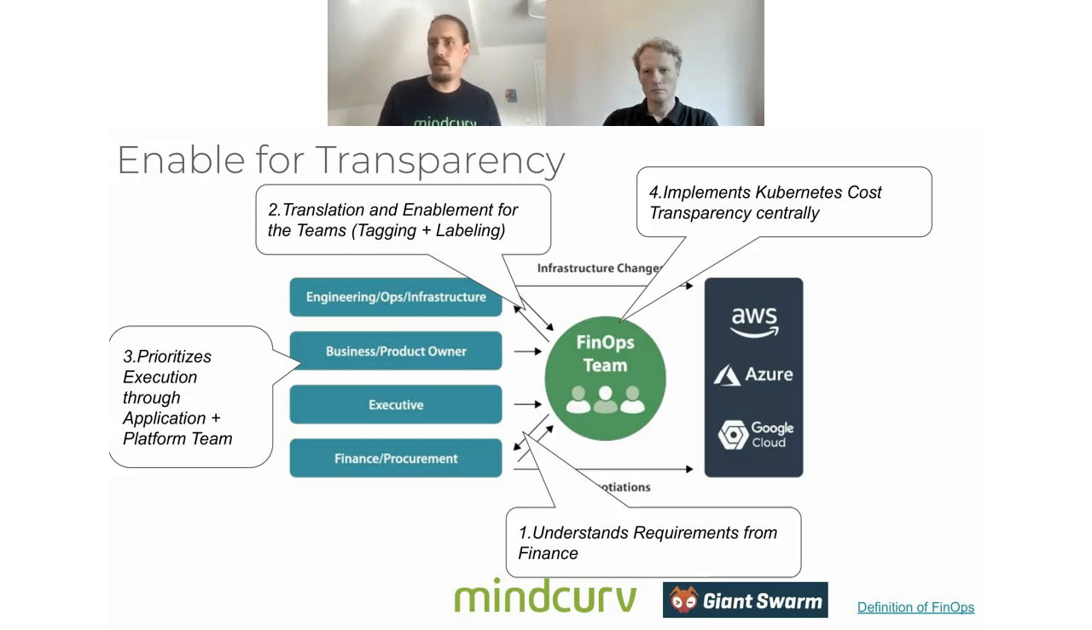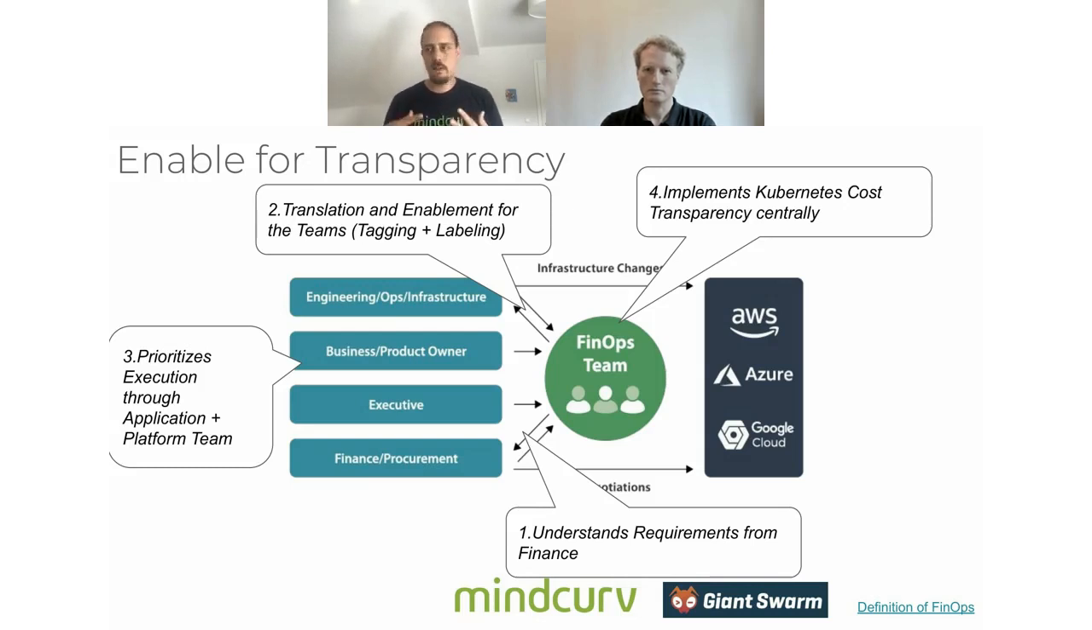They can install tooling, they can evaluate tooling. There are a few Kubernetes cost reporting tools and cost transparency tools coming. They can install it without talking to anyone, so that can also be done by the FinOps team.